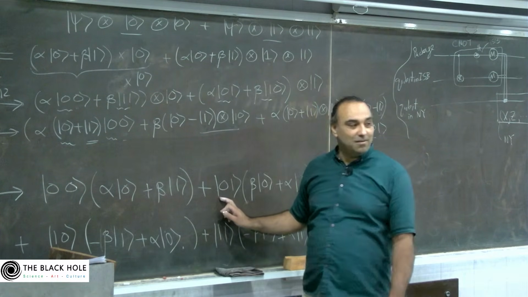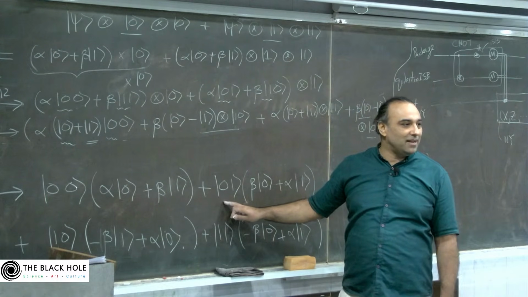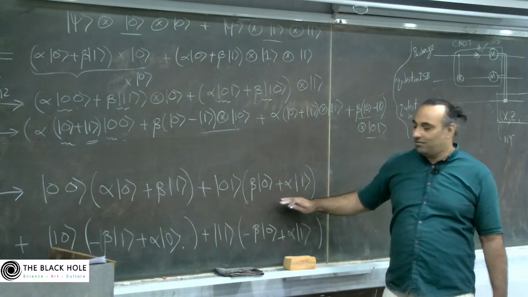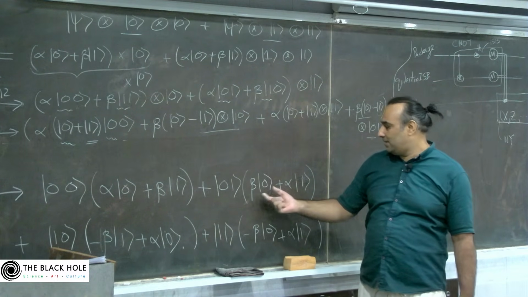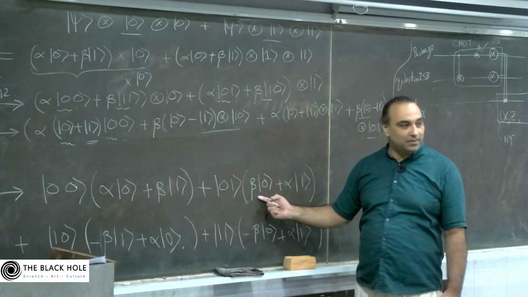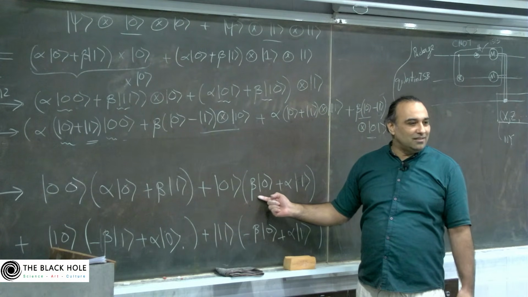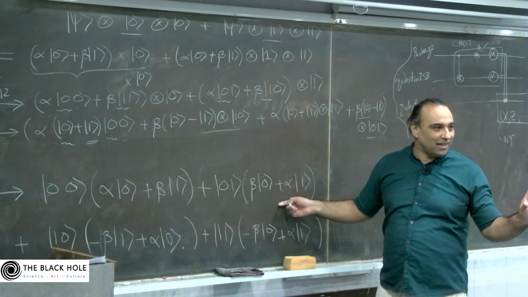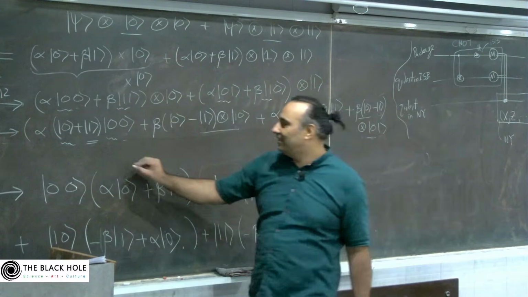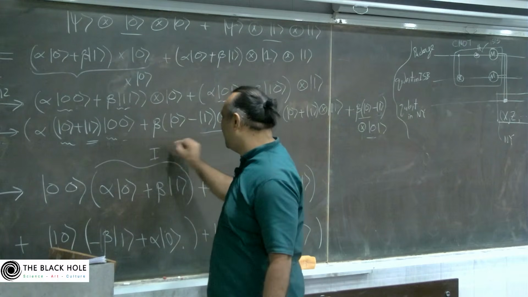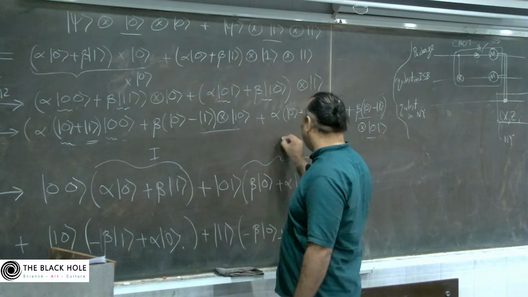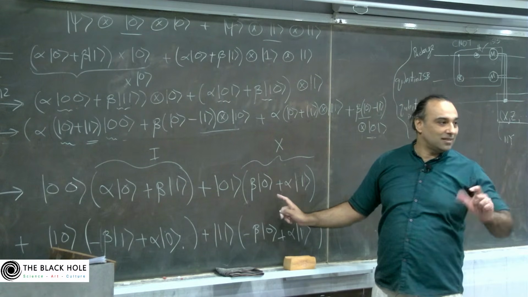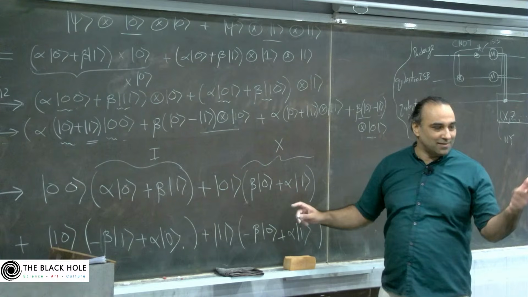If the Islamabad office performs a measurement and they get 0 1, then the New York office has this state. Now this state has these amplitudes flipped. So they need to flip it back. So they need to perform operation X. So here they need to perform identity, which will do nothing. Here they need to perform X.